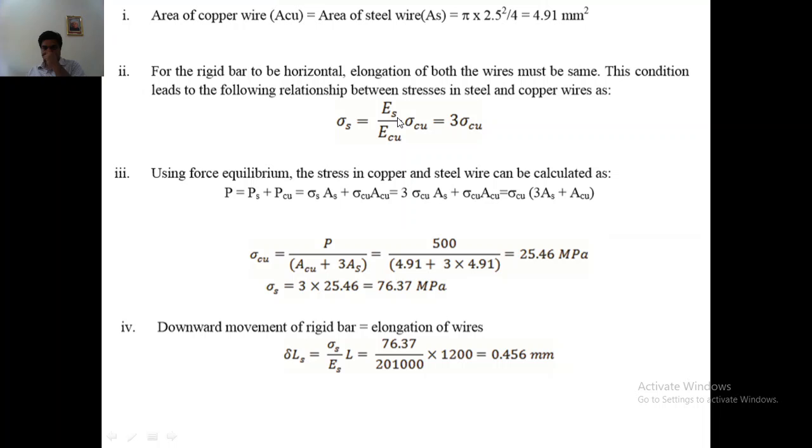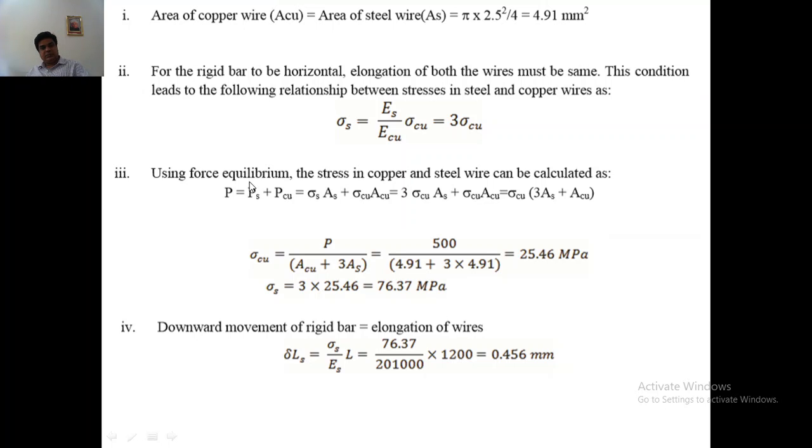So the relationship between Young's modulus of steel and copper is given. So sigma s will be 3 times sigma in copper. That's one condition. The other condition is the total load applied is the sum of the loads on steel and copper. So these two conditions you have to use. One condition is the strain or elongation of the wires or the compound bar is the same for both the materials. The other condition is that the load applied on the compound bar will be equal to the sum of the load on each member or each wire here.